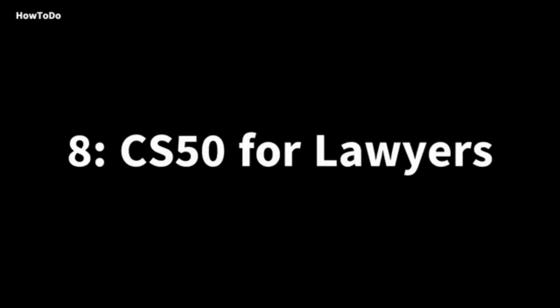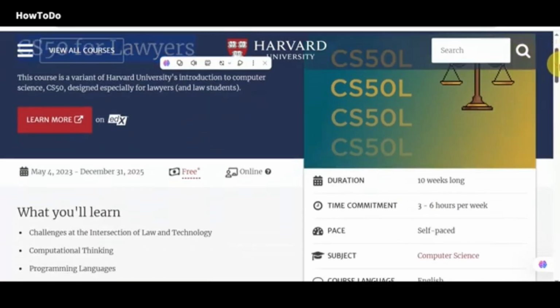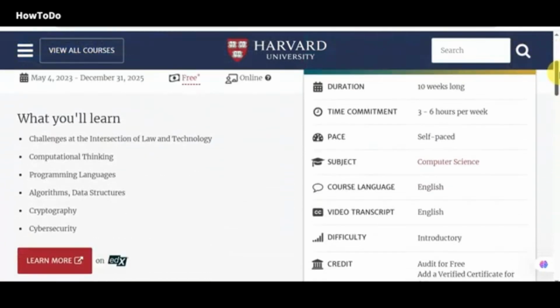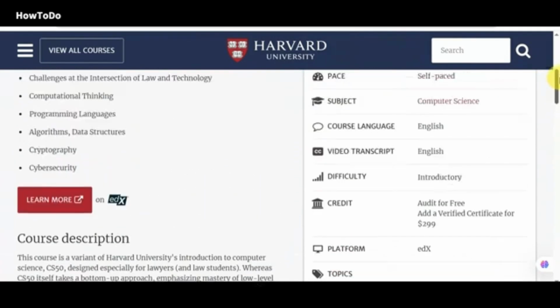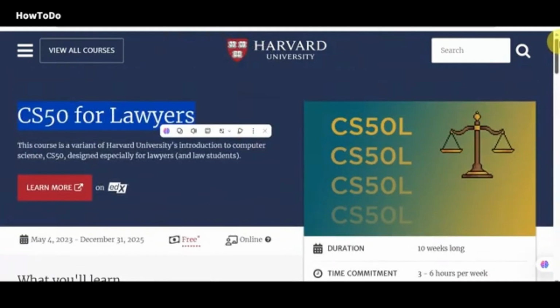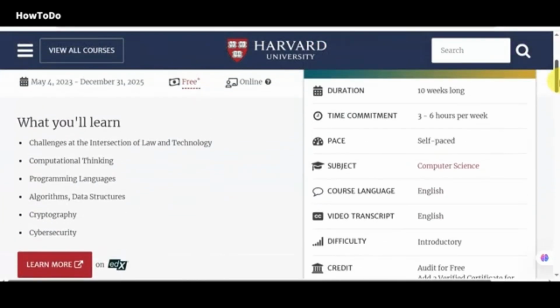8. CS50 for Lawyers. This course is a variant of Harvard University's Introduction to Computer Science, CS50, designed especially for lawyers and law students. Whereas CS50 itself takes a bottom-up approach, emphasizing mastery of low-level concepts and implementation details thereof, this course takes a top-down approach, emphasizing mastery of high-level concepts and design decisions related thereto.